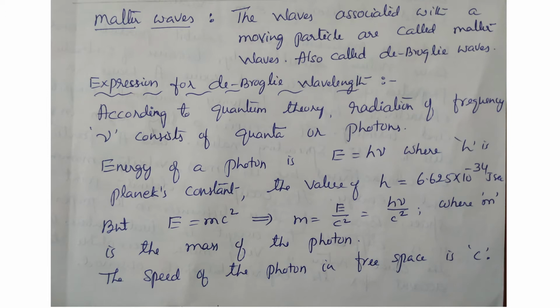According to quantum theory, the energy carried by a photon is equal to h nu. h is Planck's constant, nu is the frequency of that photon. But energy for a particle is also given by mc squared. That gives m as E by c squared, but E is h nu, so that we get the mass of the particle. Here we consider the photon, energy packet. The mass of that photon is given by the formula h nu by c squared, which is moving with the speed c.